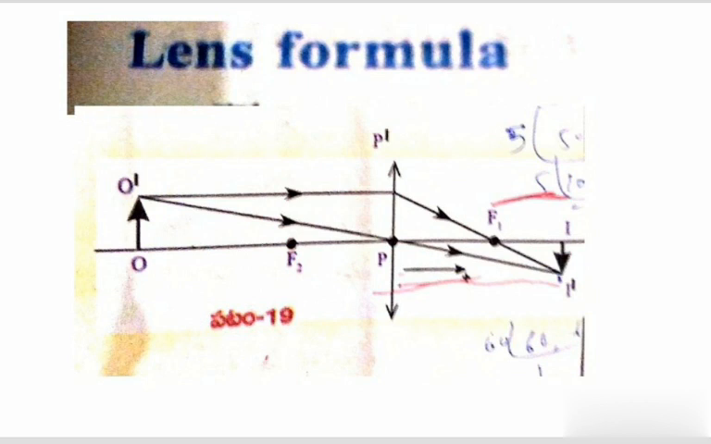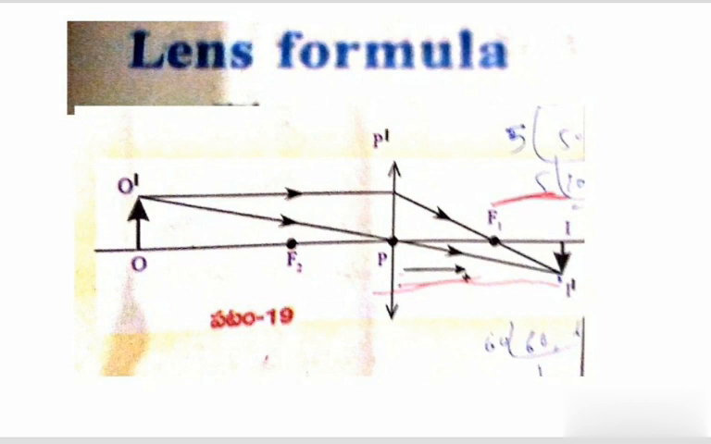So now in this class we are discussing an equation, a formula. That formula shows the relationship between U, V and F. What is the meaning of U? Object distance. What is the meaning of V? Image distance. What is the meaning of F? Focal length. So we will establish a relationship between U, V and F.